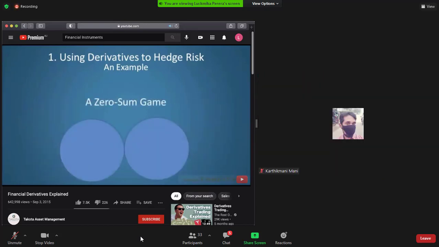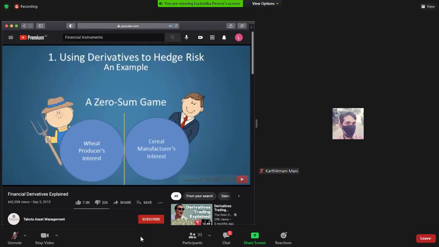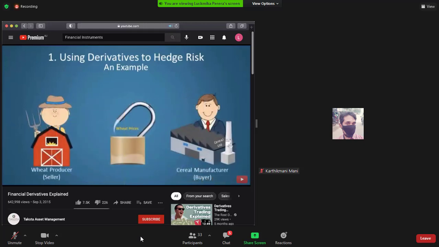Because the price of wheat can only move in two directions, up or down, this example is a zero-sum game, possessing both a distinct winner and a distinct loser. Basically, the interests of only the wheat producer or the cereal manufacturer can be met, not both. So, in this example, a forward contract was used by both wheat sellers and wheat buyers in an effort to hedge price risk by locking in the price of wheat.